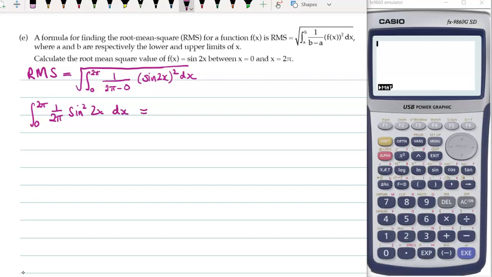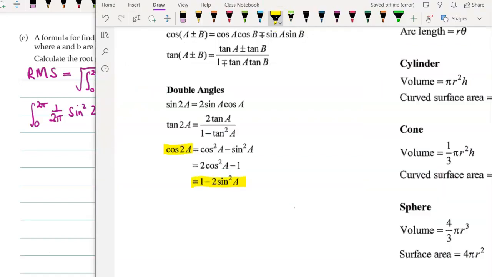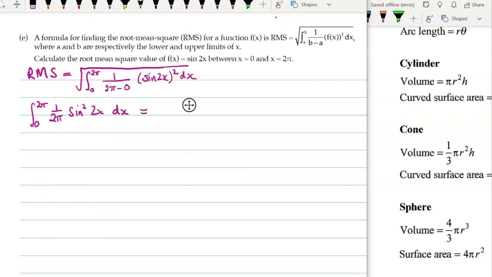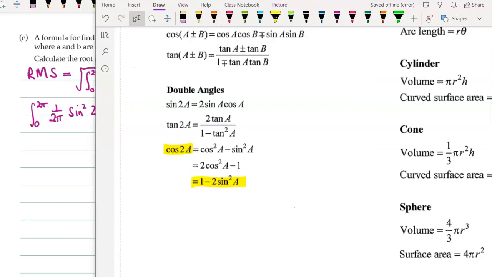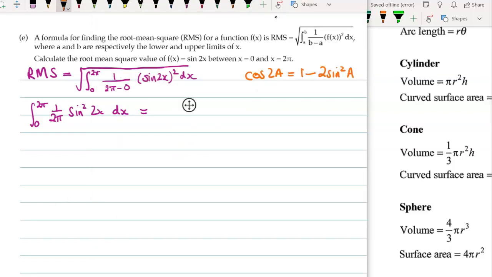We're going to need to use our formula sheet to sort out the sine squared 2x. I'm going to use this one here that's got the sine squared in it. So cos of 2a is equal to 1 minus 2 sine squared of a. Let's write that to one side. Cos 2a is equal to 1 minus 2 sine squared of a. I'll just double check I wrote that down right. Yep. Okay. So then sine squared of a is equal to 1 minus cos of 2a, all divided by 2, by rearranging that.